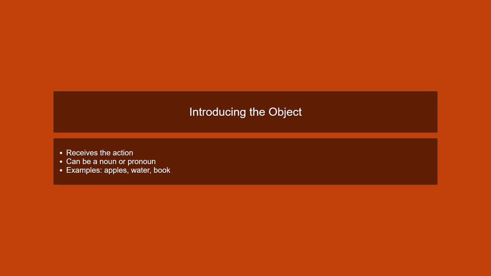Sometimes, sentences don't need an object. For example, "he laughs" is complete without one. But in many everyday expressions, especially when you want to talk about actions that affect something else, the object becomes crucial. Not only does it add clarity, but it also makes your sentence far more informative.